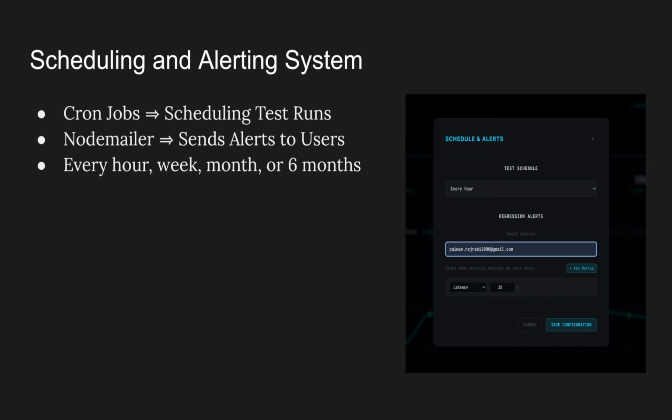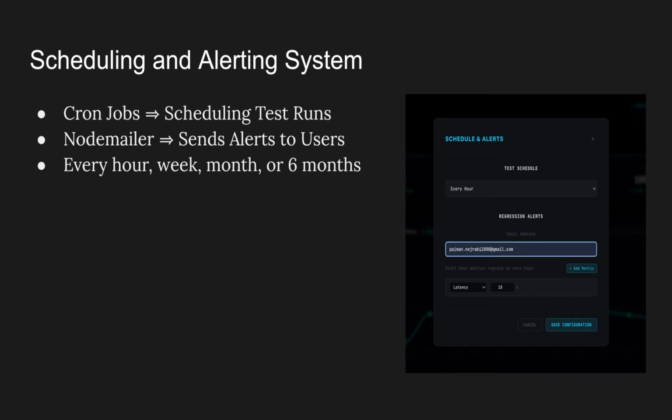So as you can see in the picture, it says latency 10%, but they have the option to add more metrics, but they can't add duplicate metrics. So it can't be latency 10% and latency 20%, because that is not possible. But yeah, it keeps track of these, and it runs the scheduled test every hour in this picture.